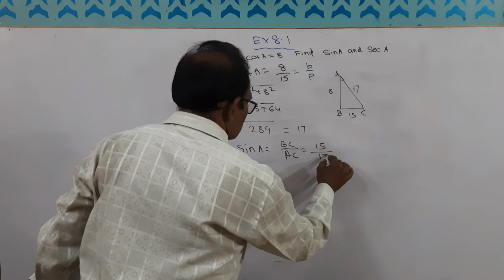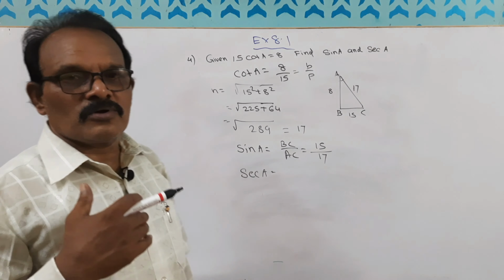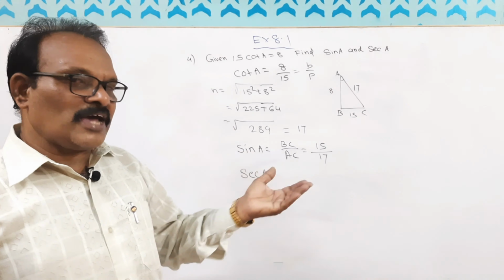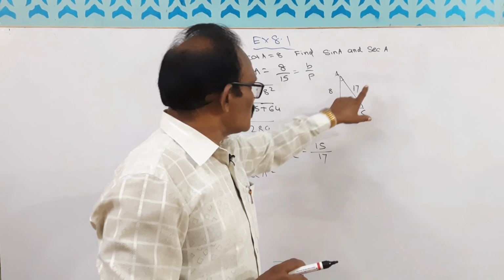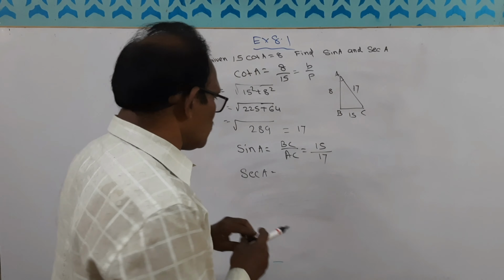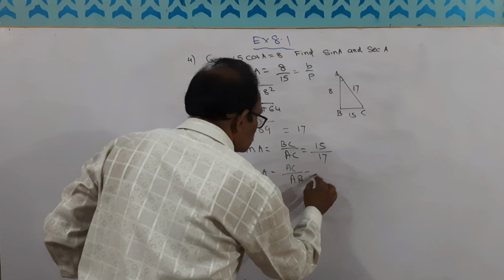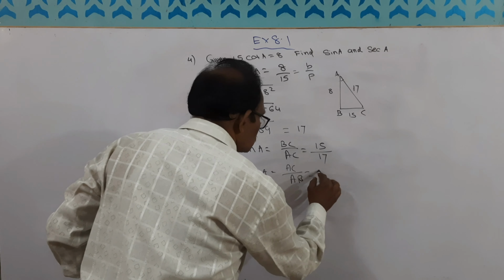Okay. Now what is sec A? Sec is the opposite of cos. Cos is B by H, so sec will be H by B. This is base, so H by B is AC by AB. That means we write 17 by 8.